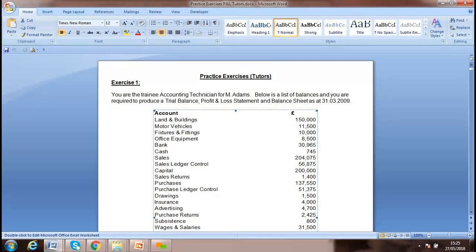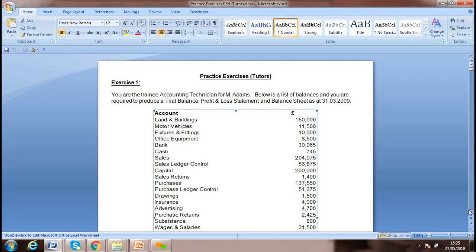Sales return means the customer returns goods back to us. Purchases mean the goods we purchase, raw material. Purchase ledger control account means trade payable. Trade payable is a liability. From our supplier we purchase goods but we do not make the payment, so it is a liability. Liability goes on the credit side, which we'll see now. Drawings means something you draw for personal use.